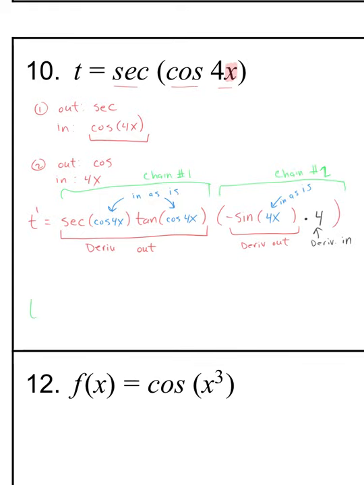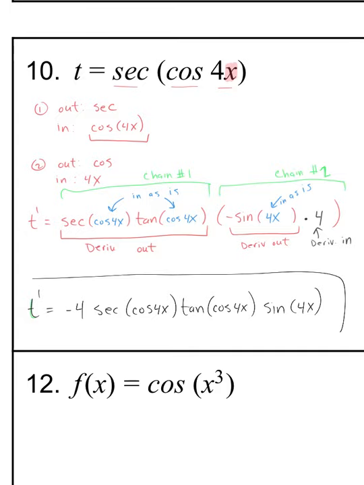All right. So t prime, what goes out front? Well, we've got a negative 4. We got to get the negative 4 out front. So we still have a secant of the cosine of 4x. We still have a tangent of the cosine of 4x. And then we also have a sine of 4x. There you go. Best full credit simplified answer.